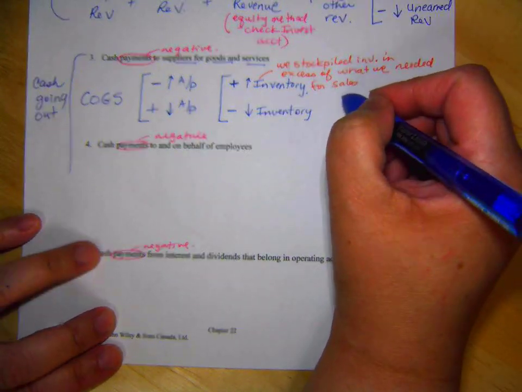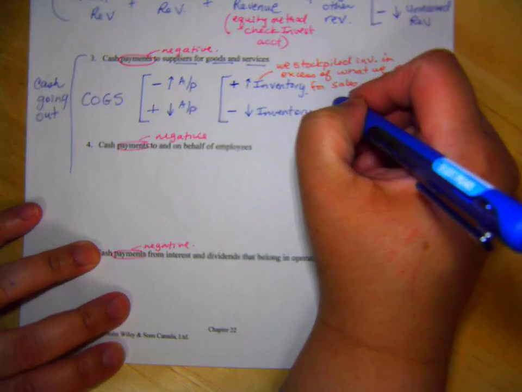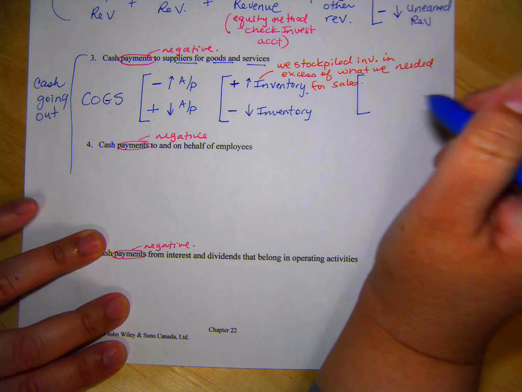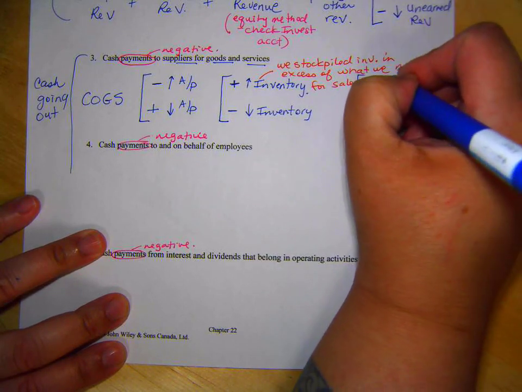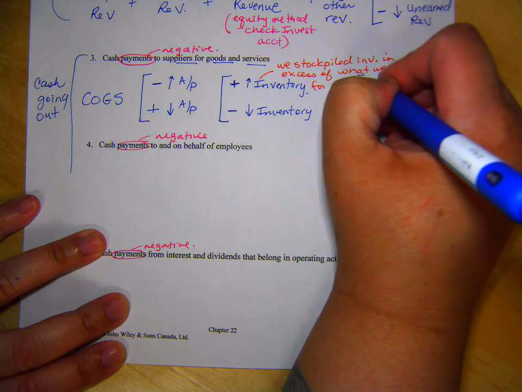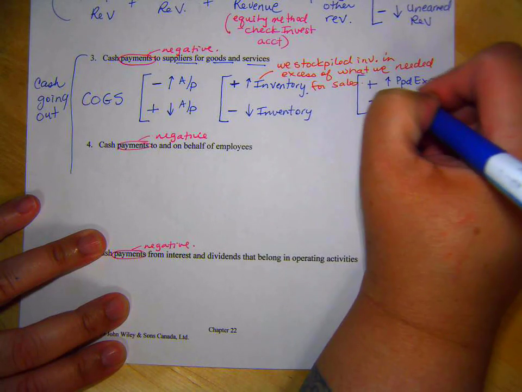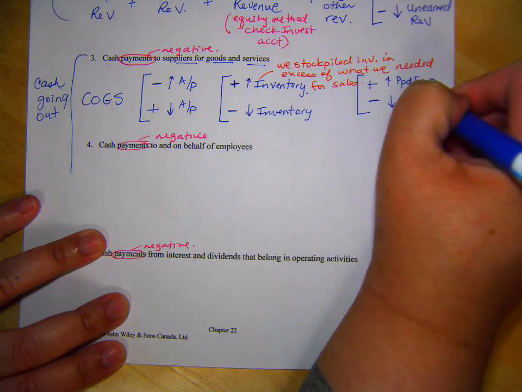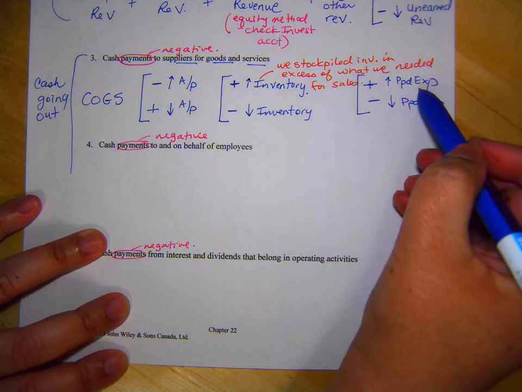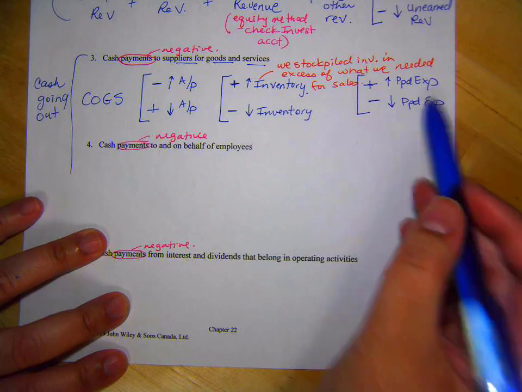Now, I squished this in a little too much. The next thing we have to add is prepaid expenses. If prepaid expenses go up, we're going to add them, and subtract if prepaid expenses go down. Because if they go up, it means we spent more cash besides just cost of goods sold, so we're going to add.